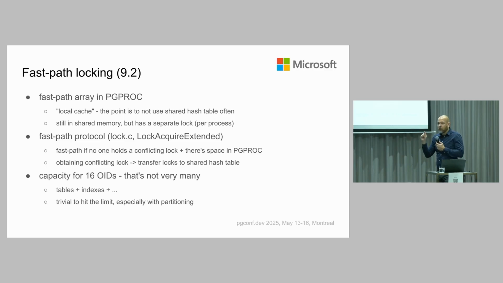The main problem is that it only has capacity for 16 OIDs, right? So if you have, for example, 10 partitions, that's 10 OIDs. If you do have an index on each partition, that's another 10 OIDs. And you are already over the capacity. When we exceed the capacity of the fast path array, we still need to access the shared lock table. It's like an overflow into that. And that's exactly what's biting us here, right? So 16 OIDs is not very many.